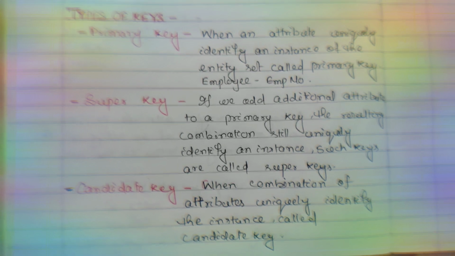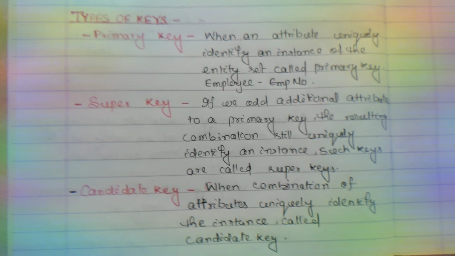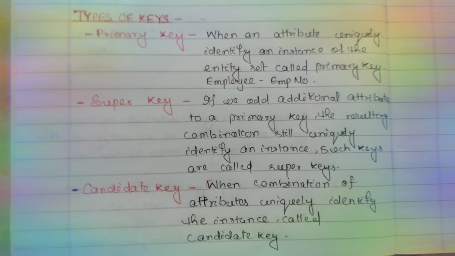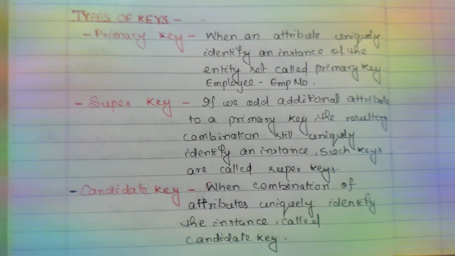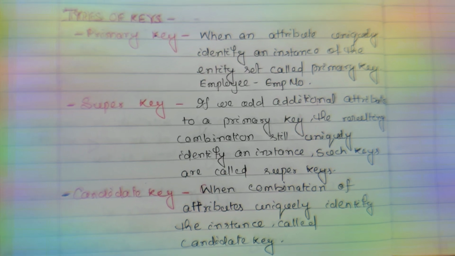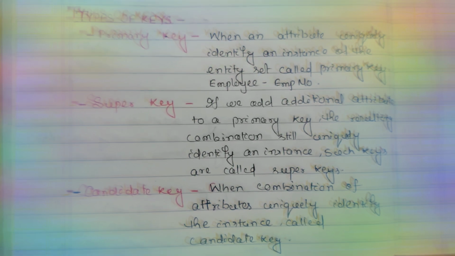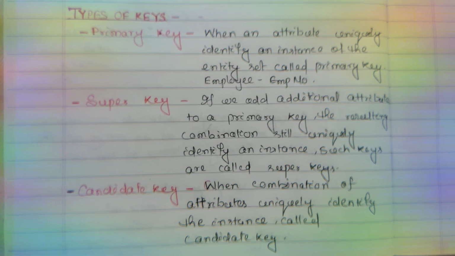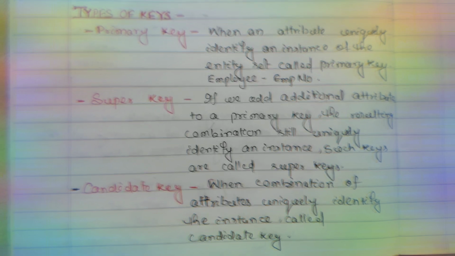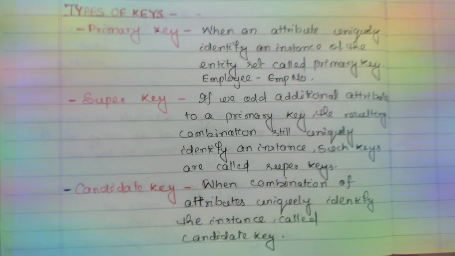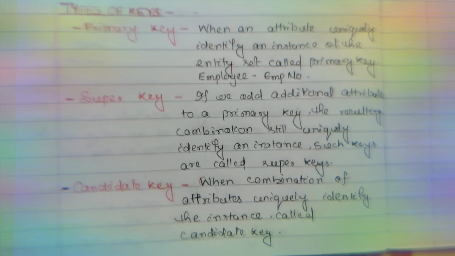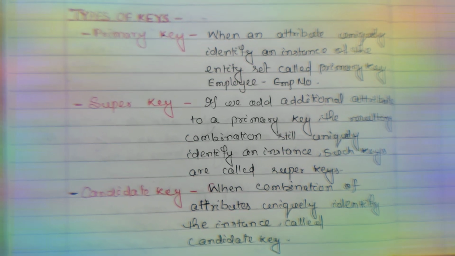So what is then super key? Another type of key is super key. So what is super key? Super key is an additional attribute which can be added to the primary key, and still it is uniquely identifying the object. Then it is called super key. That means more than one attribute is there in the key, so that is called super key.